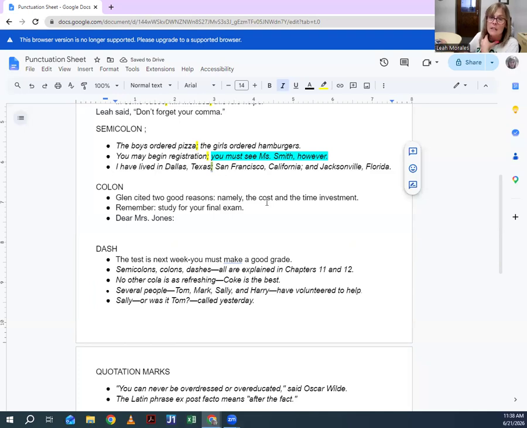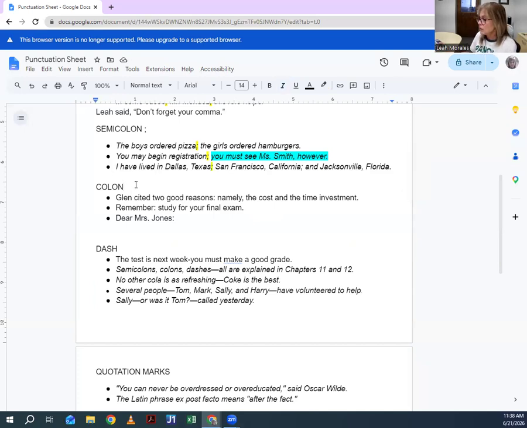If your list contains words that need commas between them, but it's one unit, Dallas, Texas is one unit with a comma between it. San Francisco, California is one unit with a comma between it. Jacksonville, Florida is one unit with a comma between it. Then to separate that series, you use semicolons, okay?